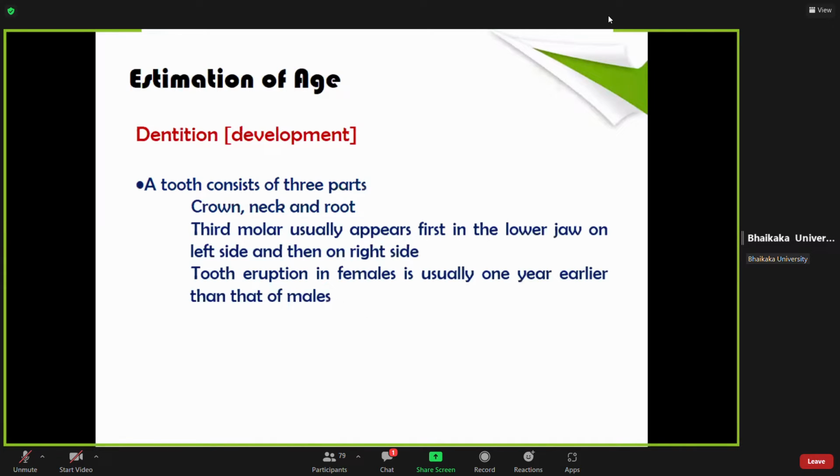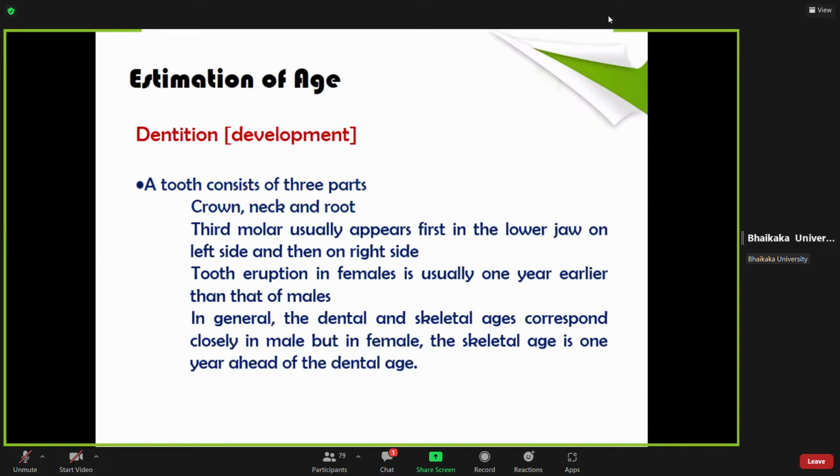Tooth eruption in females is usually 1 year earlier than in males. In general, the dental and skeletal ages correspond closely in males, but in females, the skeletal age is 1 year ahead of the dental age.